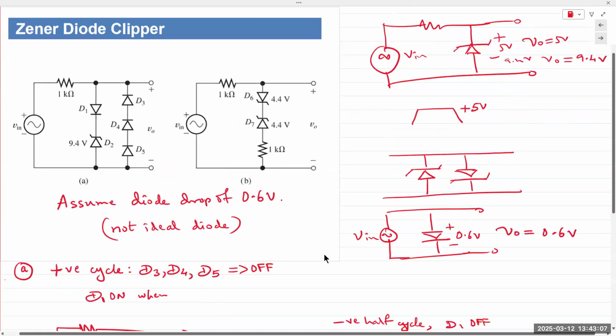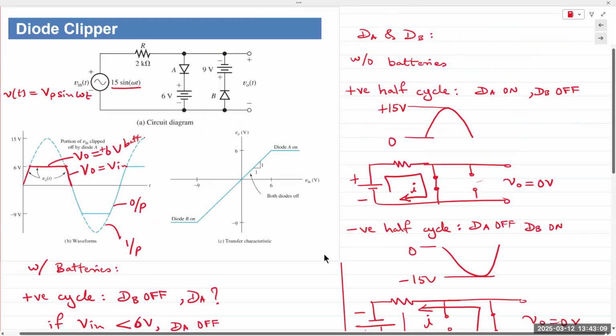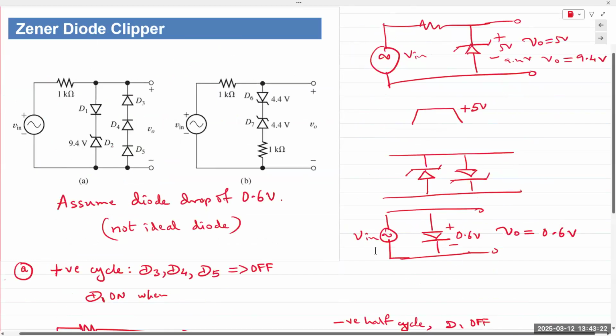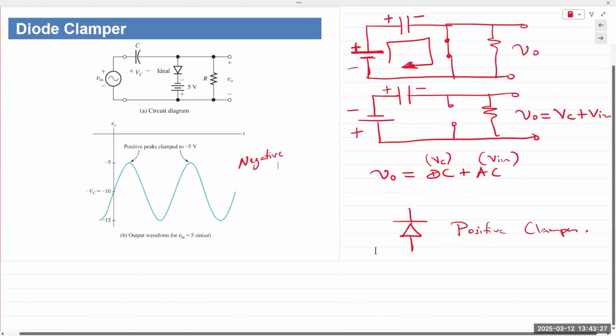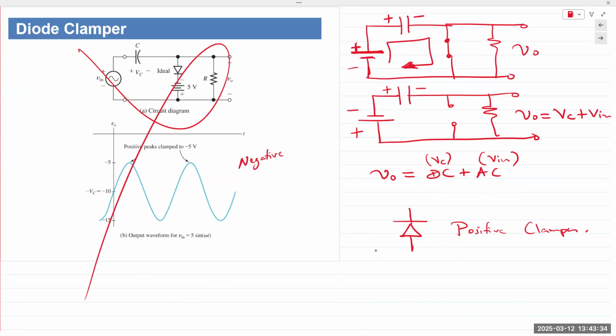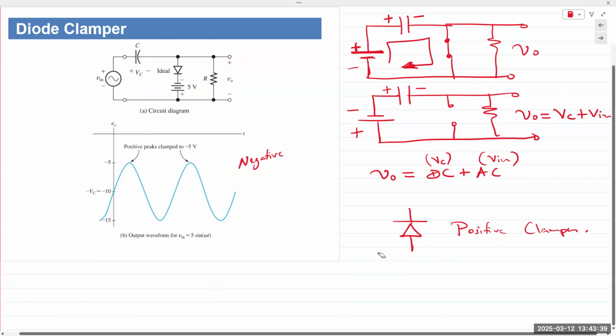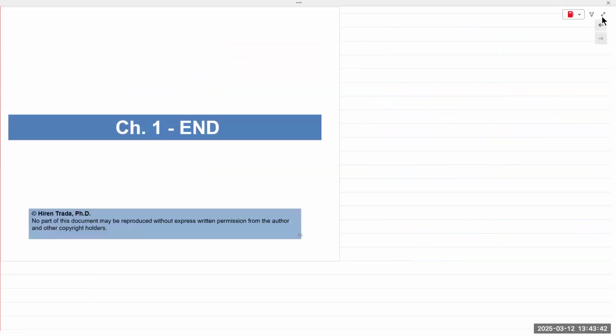And then here are clipper and clamper circuits. Diode clippers were also analyzed using the ideal diode model. So again, everybody should be familiar with that or become familiar with that. Zener diode clipper is simply adding Zeners along with the regular diodes, and we will not assess diode clampers. So no clamping circuits. Okay. And that's the end of chapter 1.